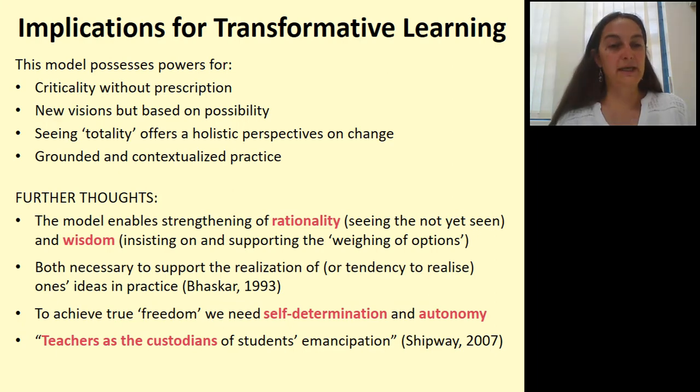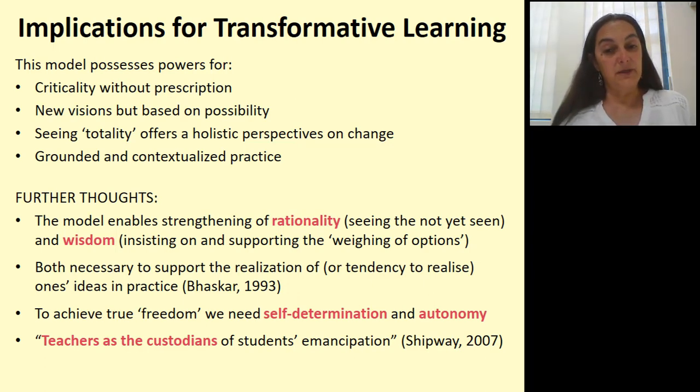So looking at these different cases, let's think about the implications for transformative learning. The model, I would say, possesses powers for criticality without prescription. It asks us to think about things in the world that are not right, things that need to change, but those things that need to change are not predetermined or prescribed. It also offers us new visions, but these new visions are based on possibility. They're based on what is available in the world, what is possible in the world.